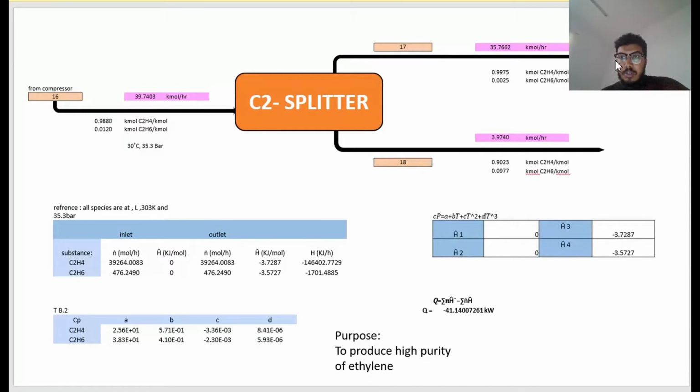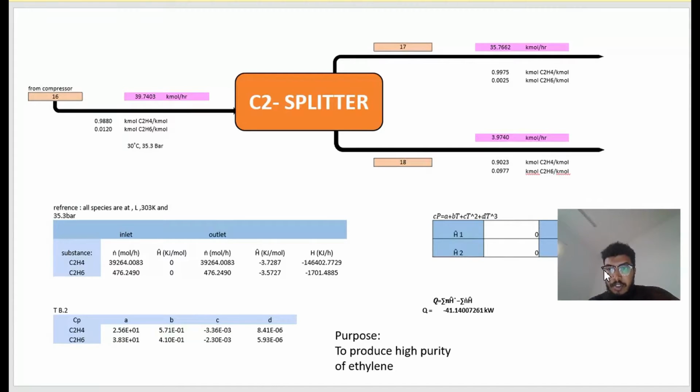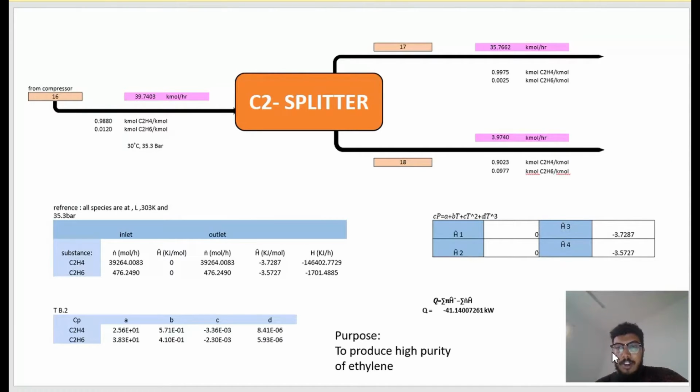Here in our C2 splitter, I just put myself down here, right? So in the C2 splitter, we have one input, one feed that comes from the compressor, and we have two outputs. I just need to mention that the feed is in liquid state already. Actually, it's liquids from the demetanizer already. So now we have the C2 splitter.